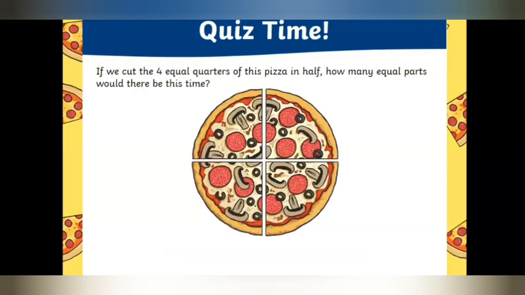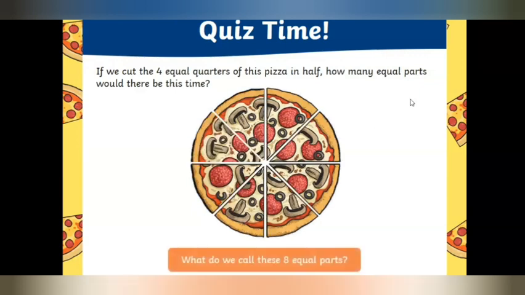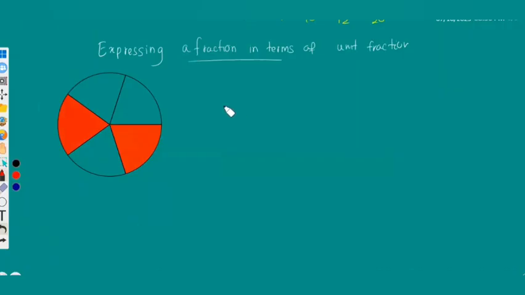If we cut the 4 equal parts of this pizza in half, how many equal parts would there be? 8 equal parts. What do we call these 8 equal parts? 8s.